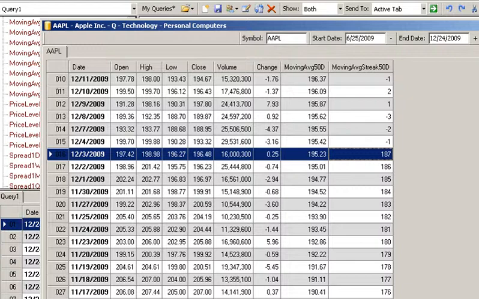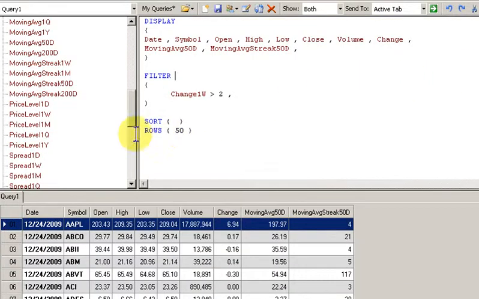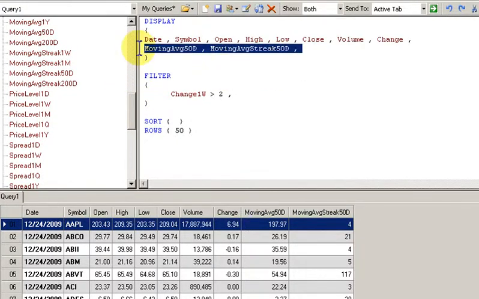Okay, so that's moving average. Alright, that's your streak. Alright, the next on the list is price level. Let's talk about price level.